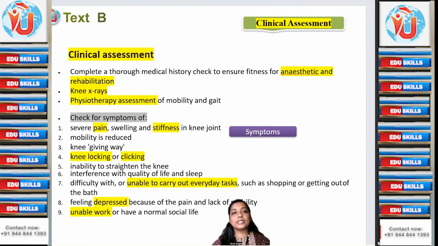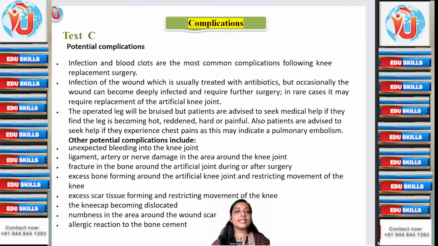Clinical assessment. In clinical assessment, some of the assessments they have mentioned here are anesthetic and rehabilitation, you can underline, knee x-rays, physiotherapy assessment. Then some symptoms they have mentioned here: severe pain, stiffness, knee locking and clicking, then unable to carry out everyday tasks, then depressed, unable to work. Finished. So the general idea is clinical assessment and symptoms. Hope you are following me. So we are moving to text C, potential complications.